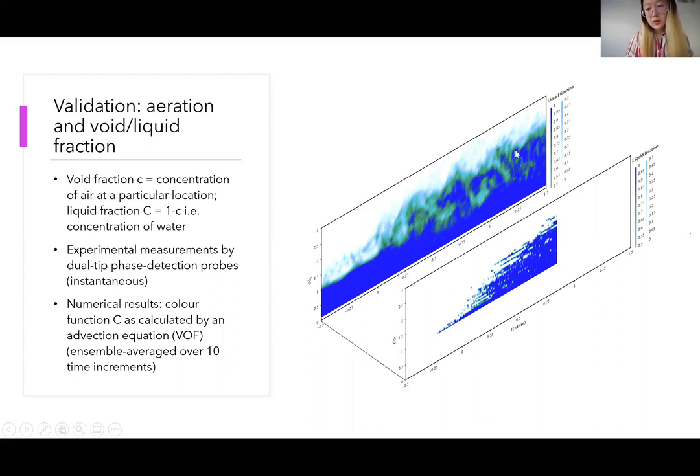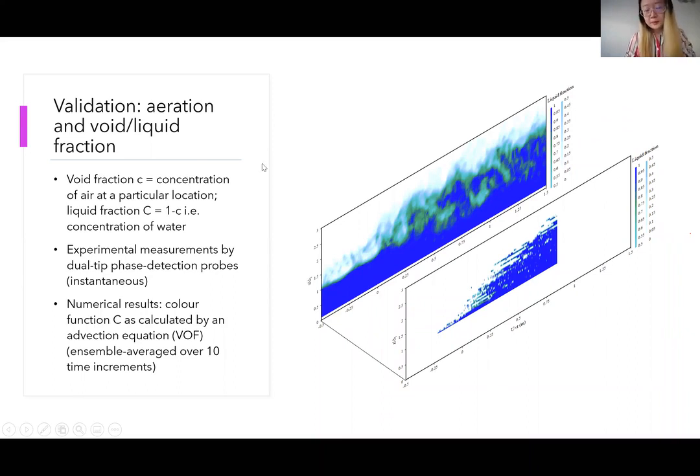So here at the front, you can see this is the experimental data, and at the back, this is the numerical data. And we were able to average over 10 time increments. So we get these results over 10 time increments. So this is actually averaged, but the experimental data were instantaneous.